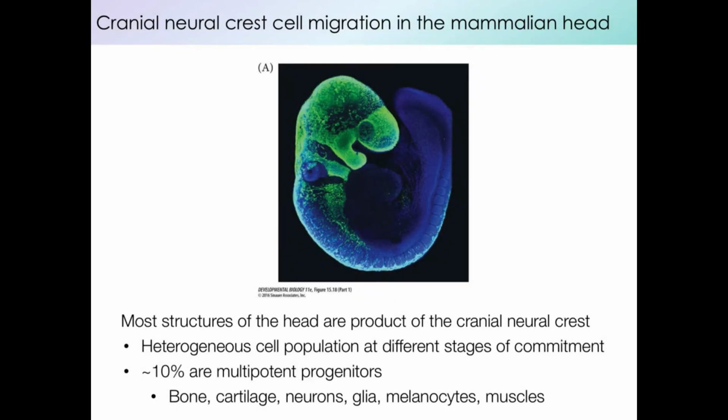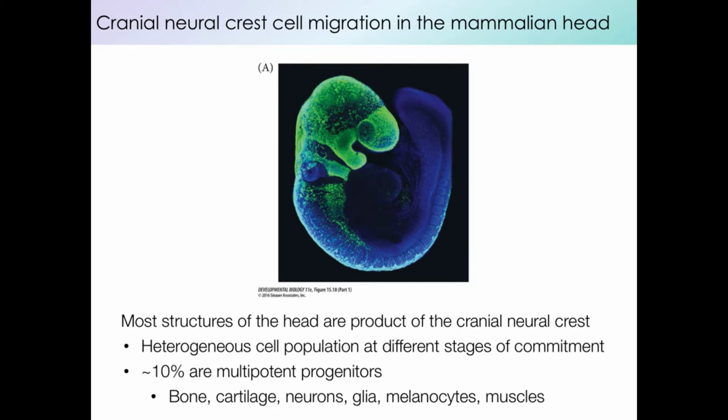The last population of cells we'll discuss are the cranial neural crest cells and the cardiac neural crest. Remember that the cardiac crest is a subpopulation of the cranial crest. Most of the structures of the head and the face are derived from the cranial neural crest cells, and these are labeled here in the green.